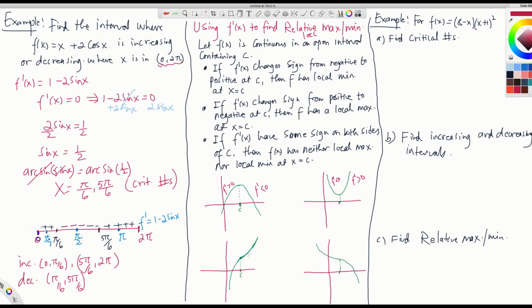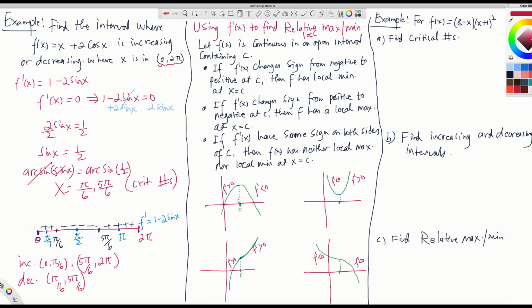Look at this here. Everything is increasing everywhere, right? On the left of c, f prime is positive, f prime positive, f prime positive. So there is no local max or local min. And here f prime is negative, f prime negative, right? So in this case also there is no local max or local min.